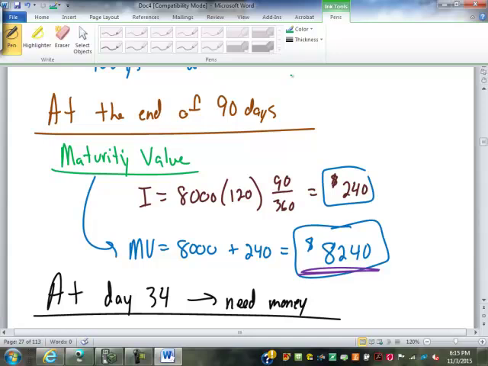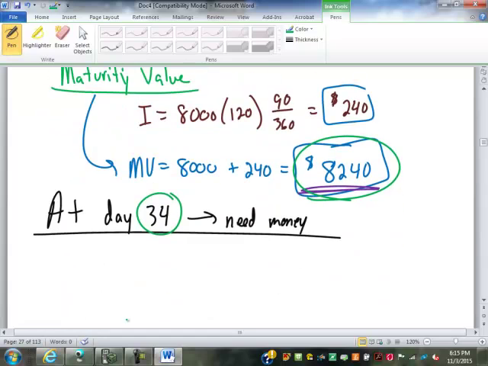Now, the way the textbook writes this, the textbook basically writes it up as though you are going to the bank and the bank is buying this note from you. And that is not technically what is happening. What is happening is you are going to the bank and you are telling them, hey, I have this $8,240 coming in at the end of the 90 days. It's been day 34 now, so in another 56 days, that's coming in. So can I borrow against that right now? And how much will you give me?